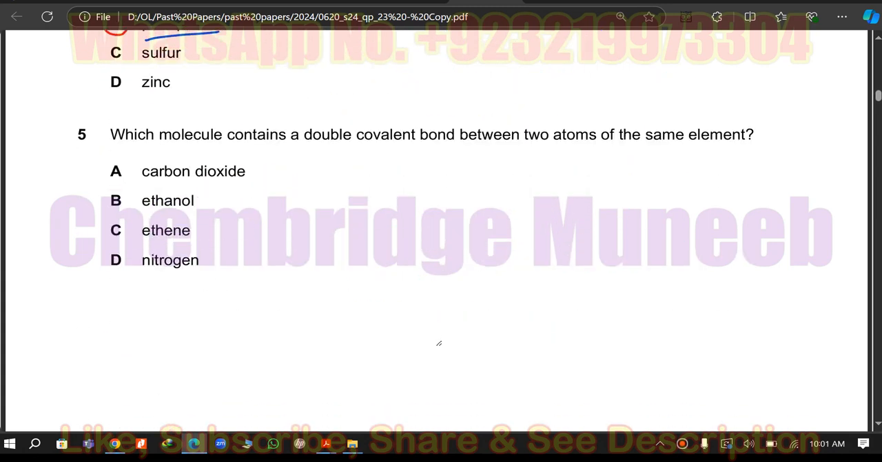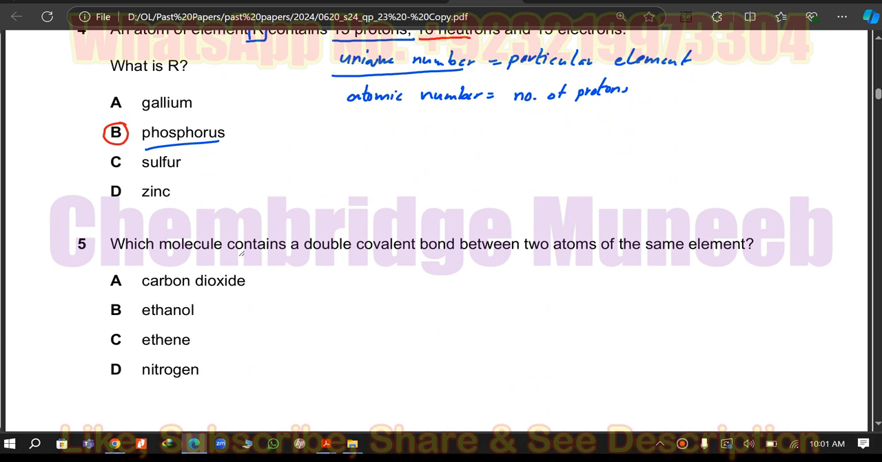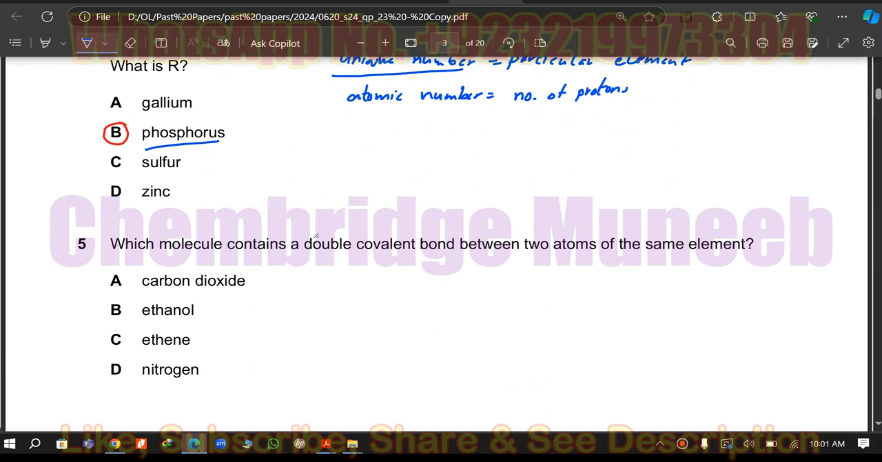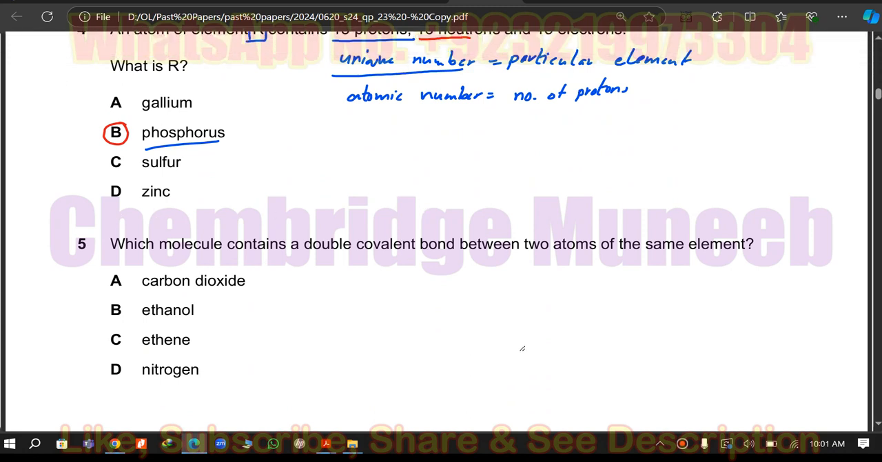next question is number 5. Which molecule contains a double covalent bond between two atoms of the same element? Okay, so in this question we need to construct the formulas of these molecules, only then can we know the right answer. For carbon dioxide I will just write a simple structure. Carbon dioxide is shown in this form.